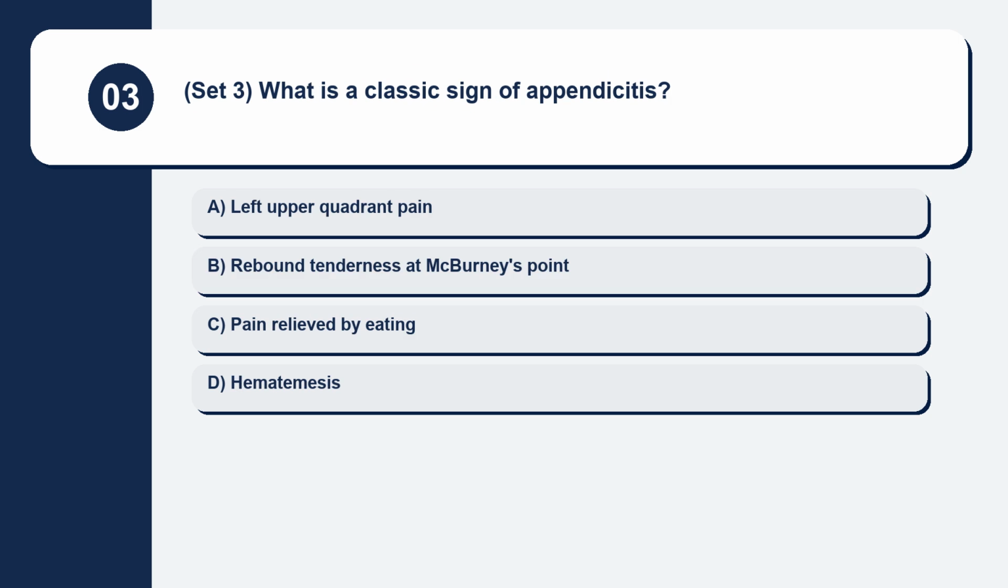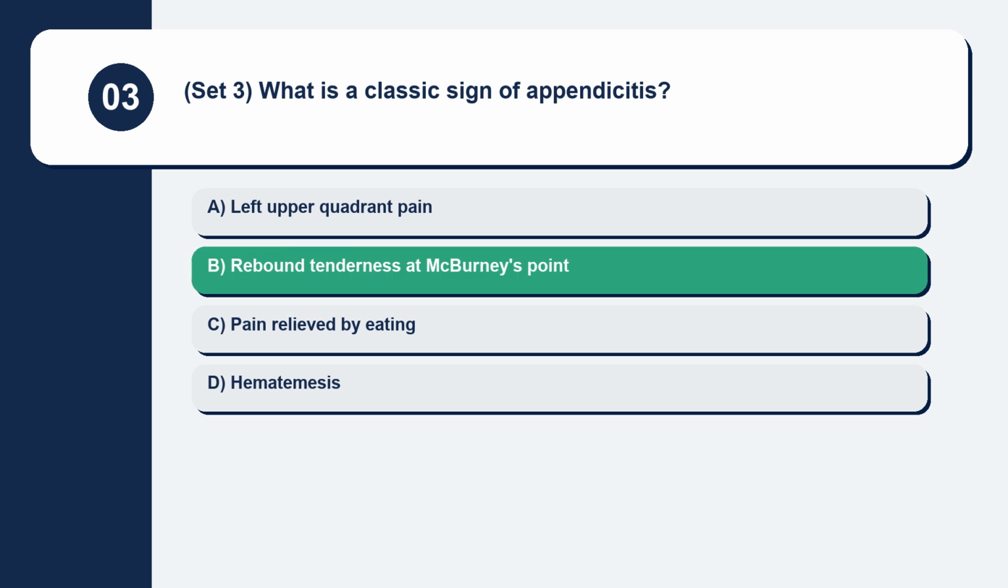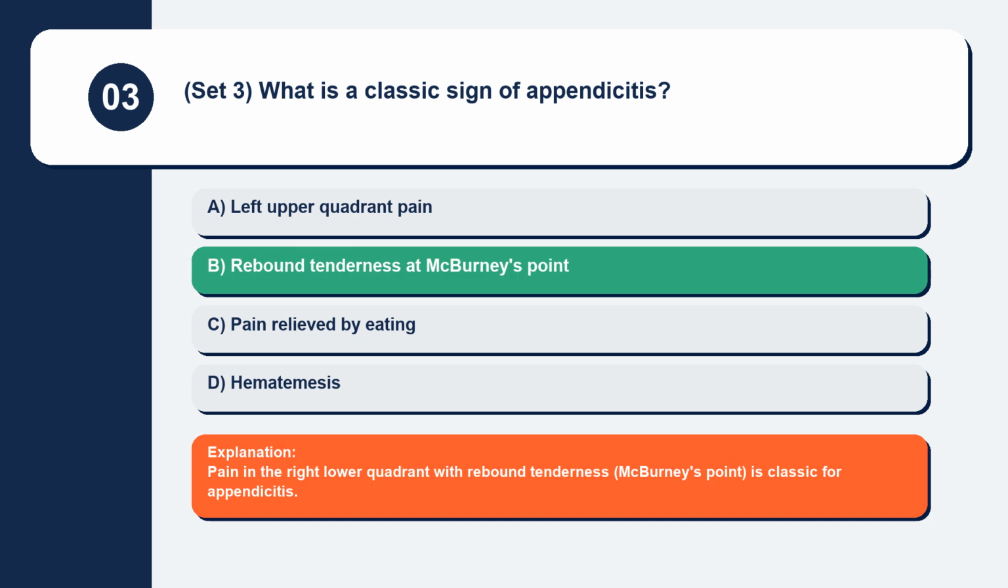Question 3. Set 3. What is a classic sign of appendicitis? Left upper quadrant pain, rebound tenderness at McBurney's point, pain relieved by eating, hematemesis. Pain in the right lower quadrant with rebound tenderness at McBurney's point is classic for appendicitis.